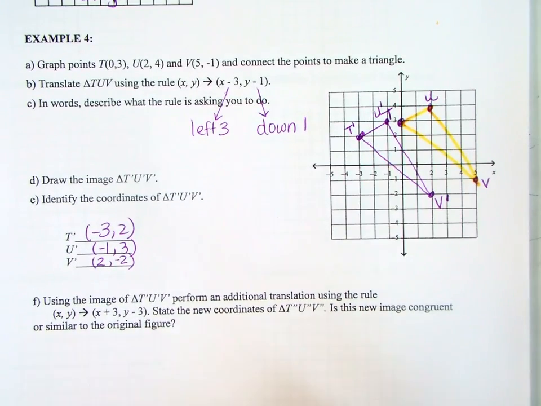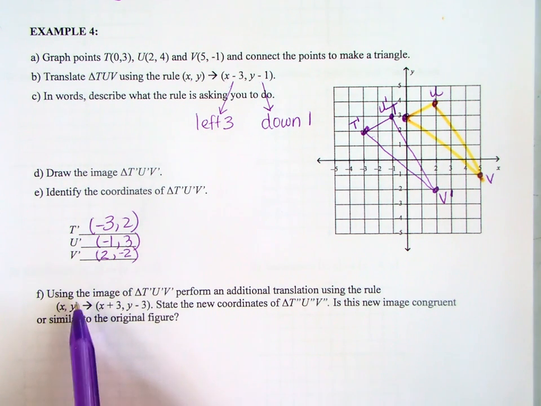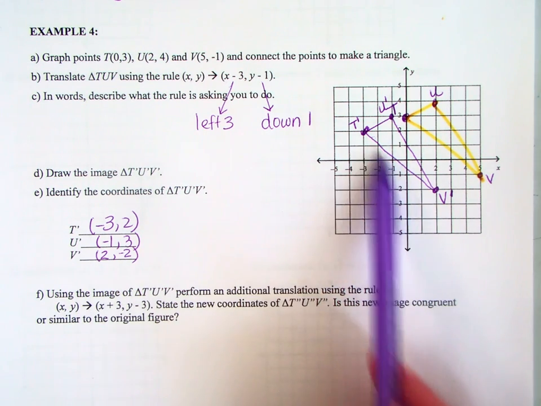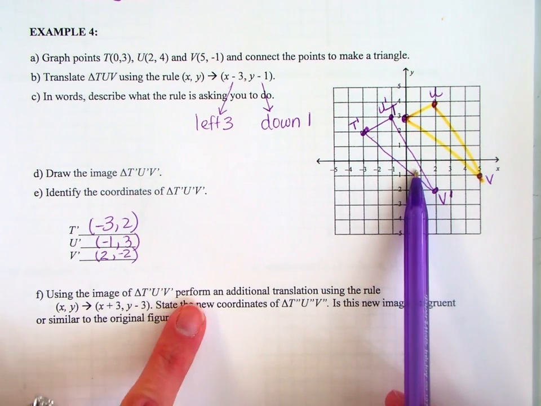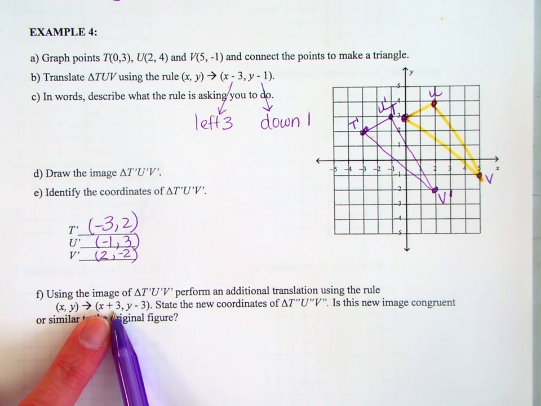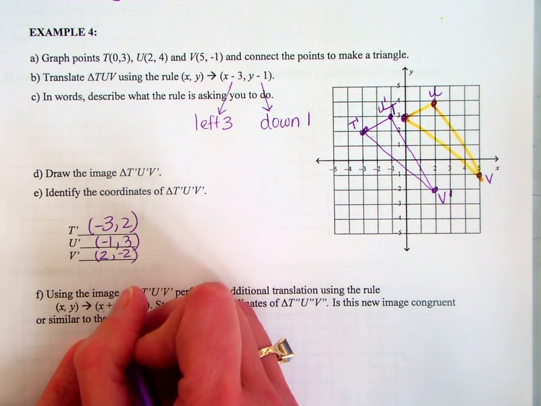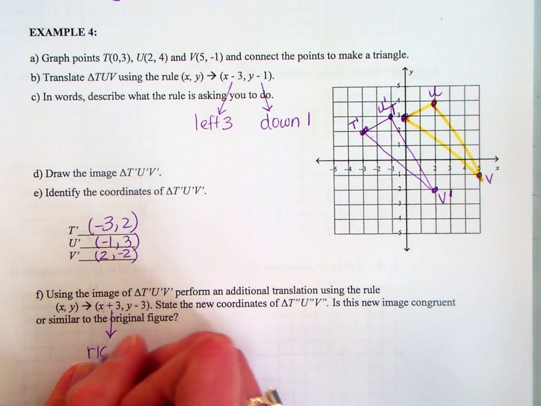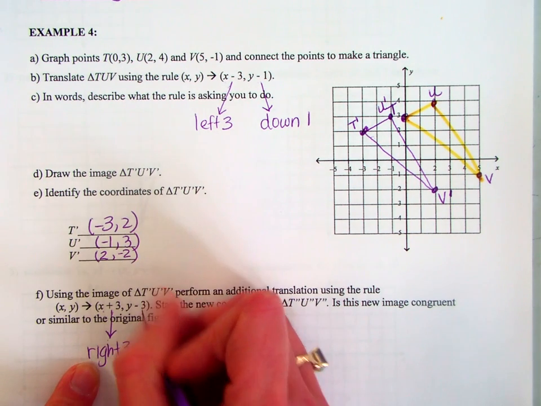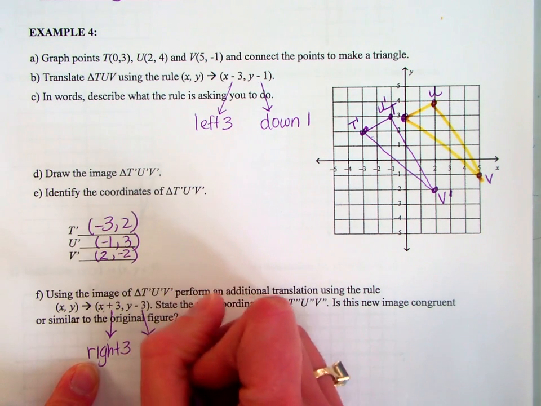The very last one has us doing one more step. We're going to use our image here, so the one we created, and perform one more additional translation following the rule. This time we're going to take our x value and add 3, so we're going to go right 3, and then it says y minus 3. So to the y values, we're going to subtract 3 or move down 3.